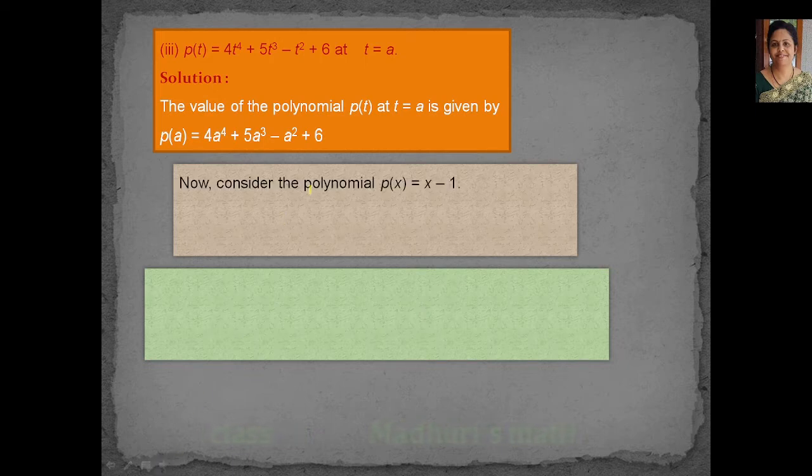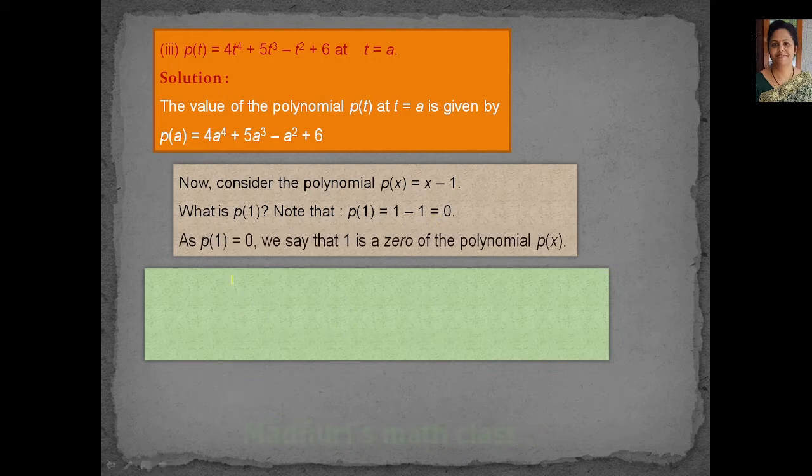Next one. Now consider the polynomial p(x) is equal to x minus 1. What is p(1)? p(1) is equal to 1 minus 1, 0. As p(1) is 0, we say that 1 is a 0 of the polynomial p(x). So 1 is a 0 of the polynomial p(x). Why? Because p(1) is equal to 0.